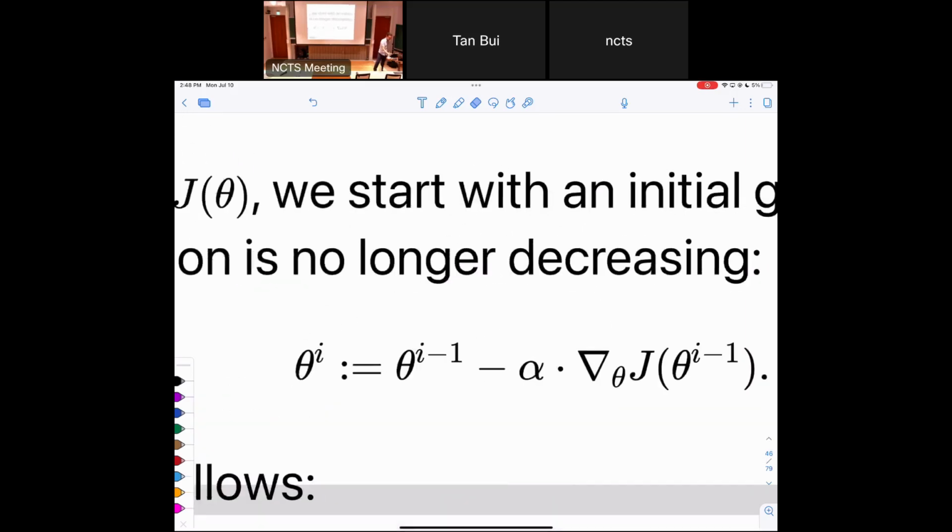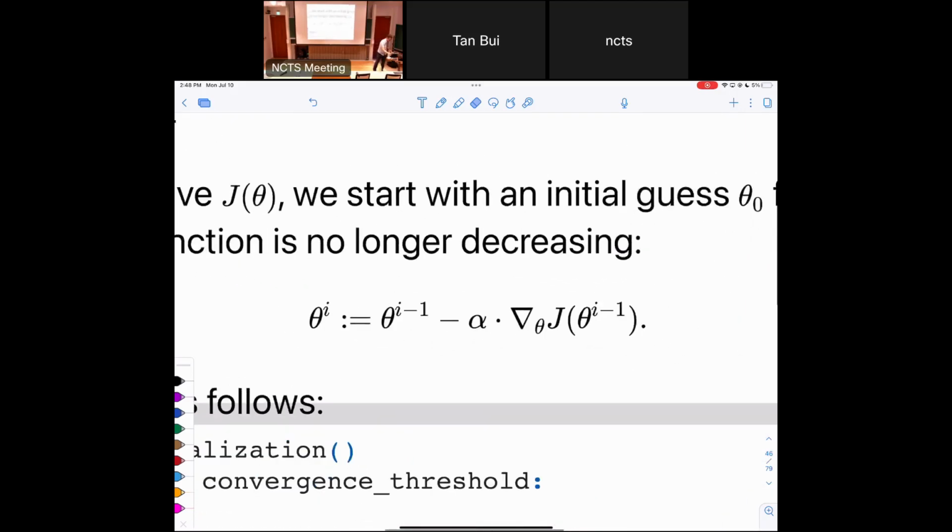Let me zoom in like this for you to see, so that the answer is clear. Yes, please.